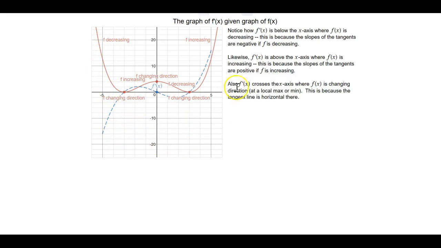So this is just kind of summarizing how the derivative function is either below or above the x-axis depending on where the original curve is increasing or decreasing.